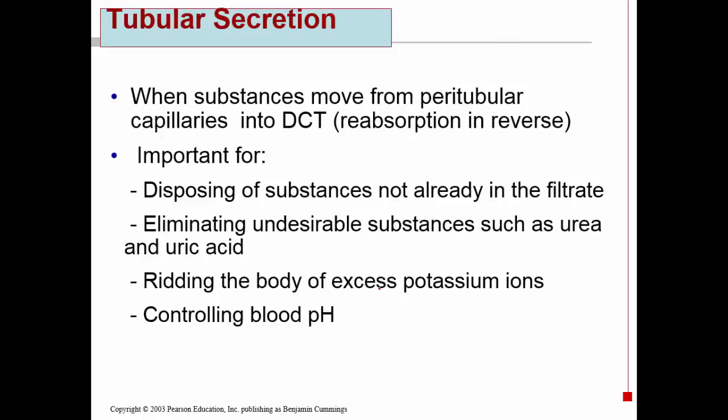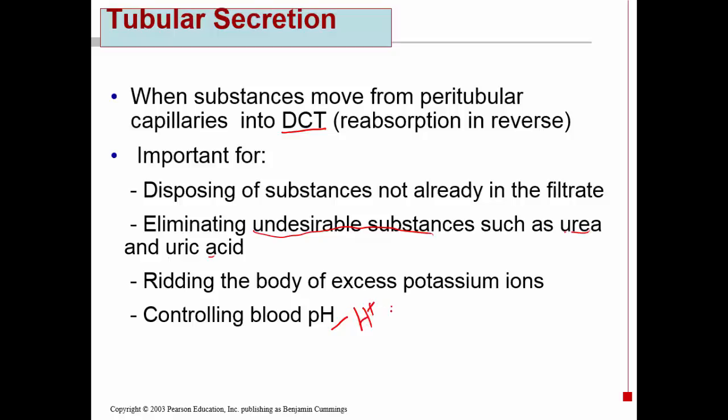Okay, what about the next process? So far we've got filtration, tubular reabsorption, and now tubular secretion. Tubular secretion happens at the end of the nephron in the distal convoluted tubule, or DCT. What happens here is that substances in the peritubular capillary are secreted back into the nephron at the DCT. So this is the last chance for the blood to get rid of harmful or undesirable substances such as urea and uric acid.